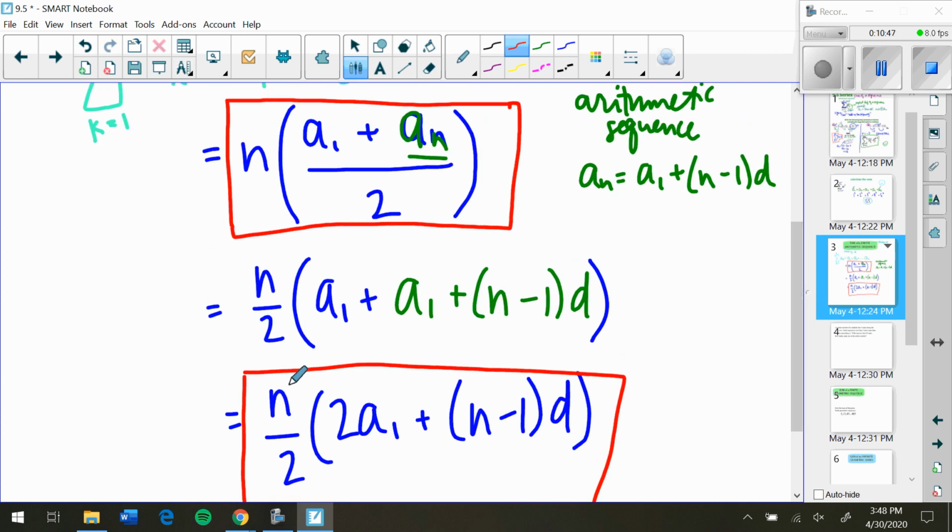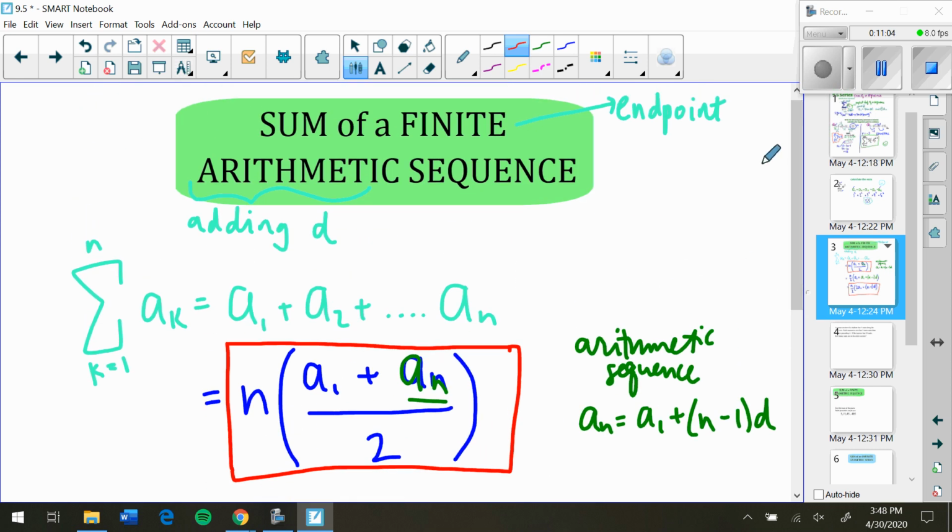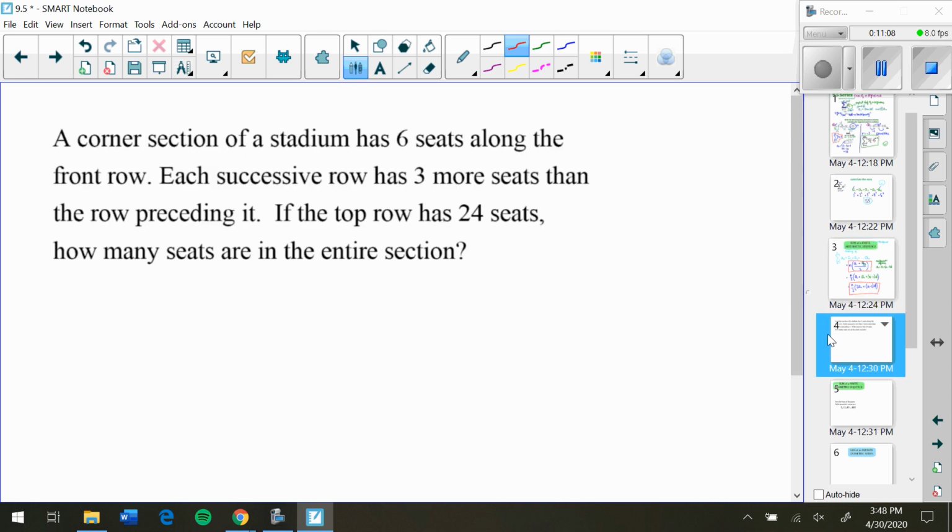Well, notice in this second version, I don't need to know what the last term is. I just need to know the first term, how many terms, and the common difference. In the first, I need the first, the last, and the number of terms. So depending on what you're given, you might use one of these two different formulas, again, for the sum of a finite arithmetic sequence. So let's try it.